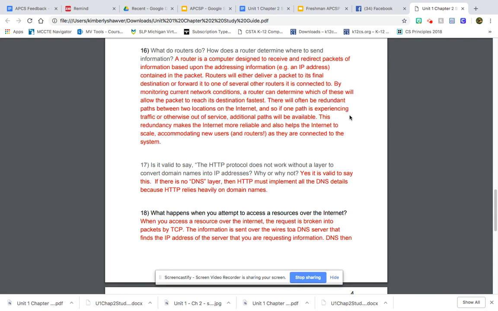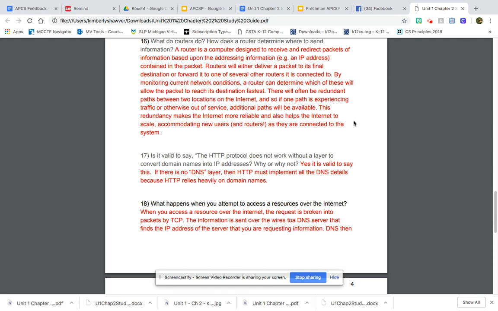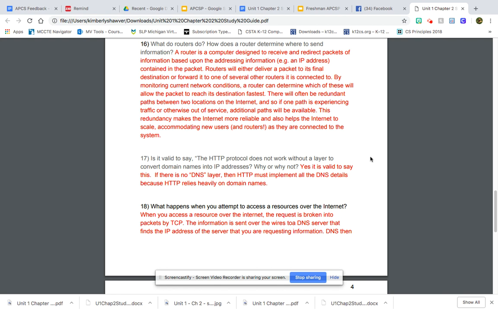What do routers do? How does a router determine where to send information? A router is a computer designed to receive and redirect packets of information based upon the addressing information via the IP address contained in the packet.